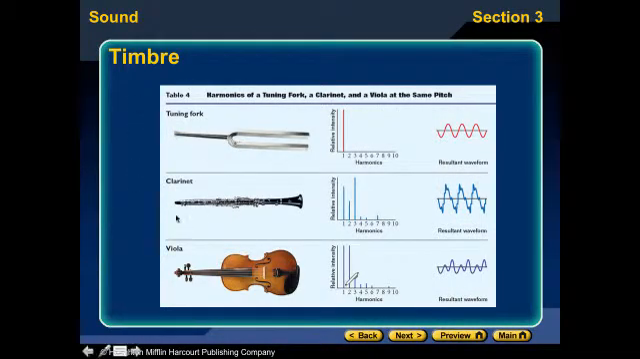A tuning fork produces just a single pitch right here. Whereas the clarinet, you're going to see it is a little more jagged, and that's because there's a couple different other waves being produced, same with viola. And you can see that it's going to be a lot more complex.